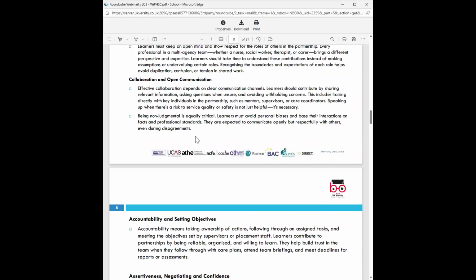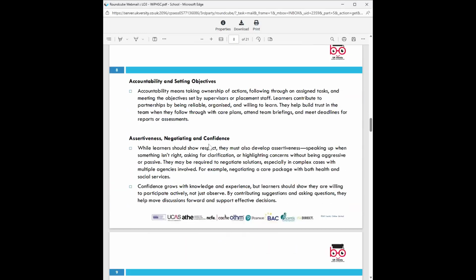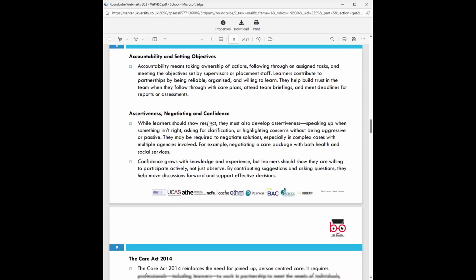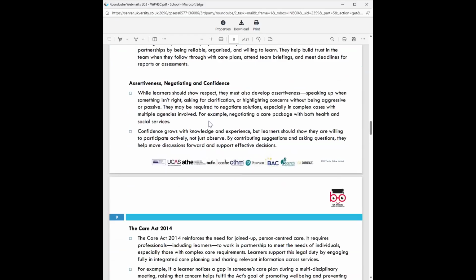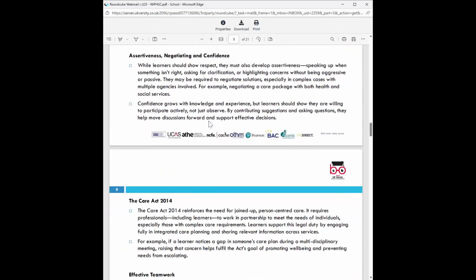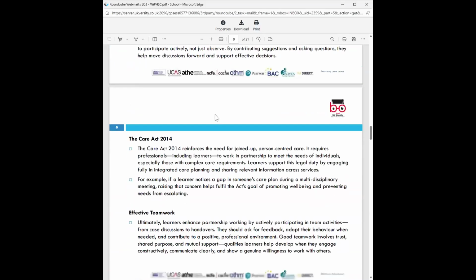Collaboration and open communication. Again, collaborating with different members, different teams, and having open communication is a really important part of any job role, okay? Accountability and setting objectives, following your assigned tasks and making sure you are contributing and reliable, organized and willing to learn. Being assertive, negotiating with confidence, speaking up, and making sure you are respecting others' views as well. And confidence grows with knowledge, and you are willing to participate in that.